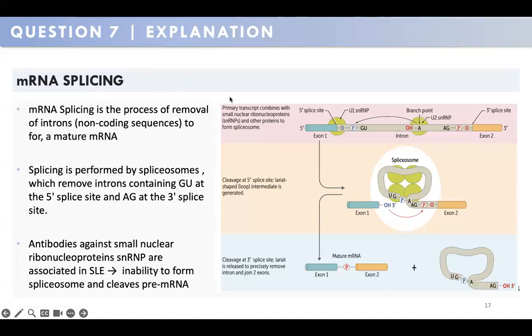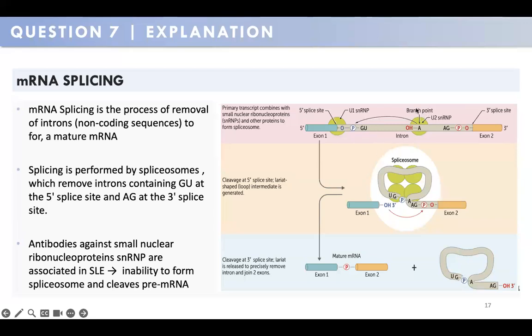So ribonuclear protein complexes are involved in mRNA splicing, where we know the process of mRNA splicing is the removal of the introns, which are the non-coding sequences. They often start with GU and end with AG, in order to form a mature mRNA. The splicing is performed by the spliceosome, which removes the introns containing a GU at the 5' end. So we start with removing the GU at the 5' end.